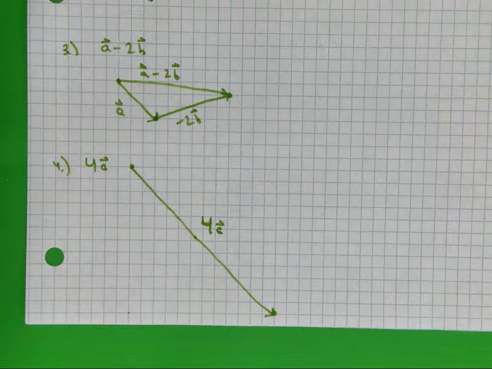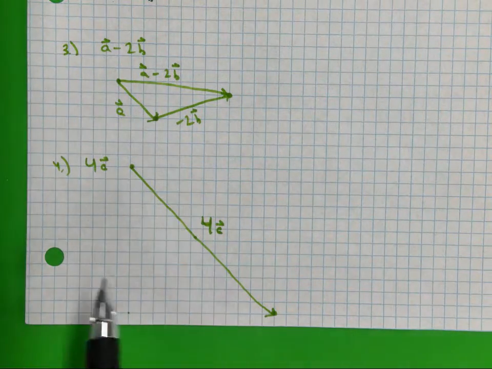When you just got 4A, that's scalar multiplication. You're going to multiply each component by 4. So I think it was down 3. I'm going to go down 12 now and to the right 12 instead of right 3. Does that make sense? Are there any questions on the drawing part?